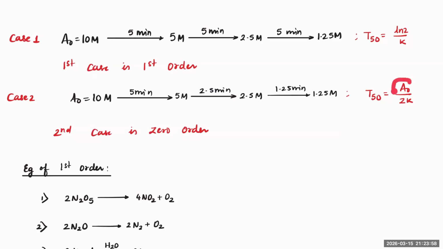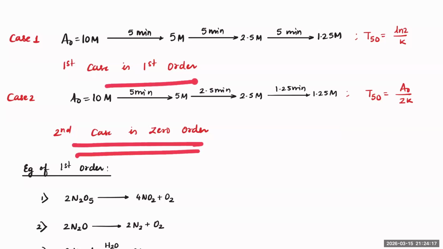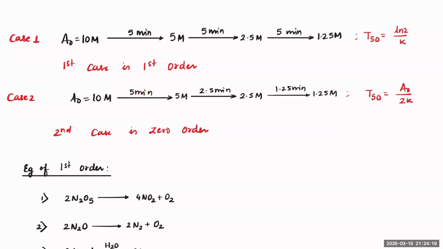Because for zero order kinetics, it depends on the initial concentration. If the initial concentration becomes half of the given quantity, then the time taken for it to become half will also decrease by half. Correct? So the second case is a zero order, and the first case is a first order reaction.